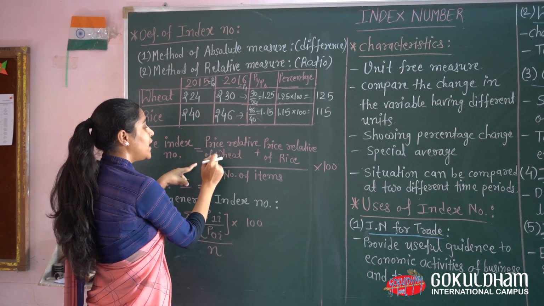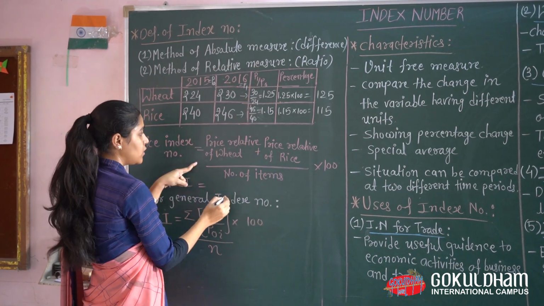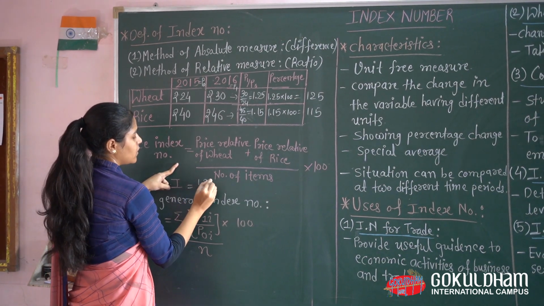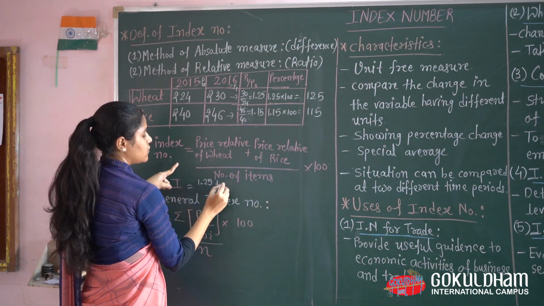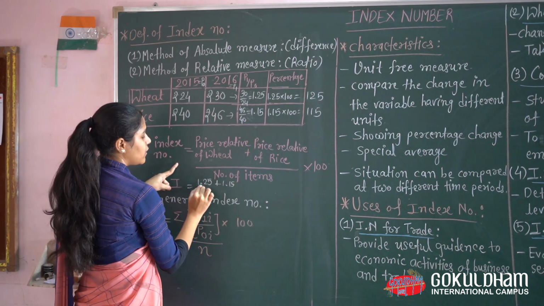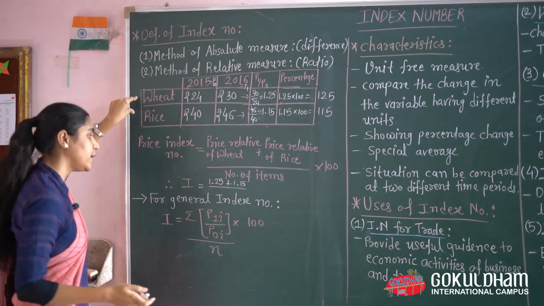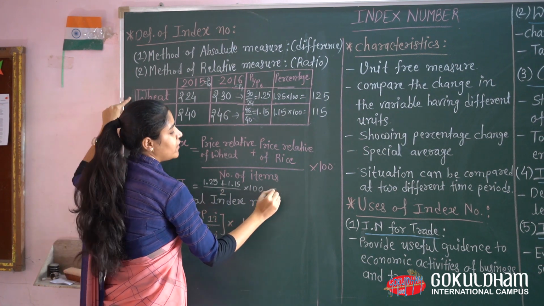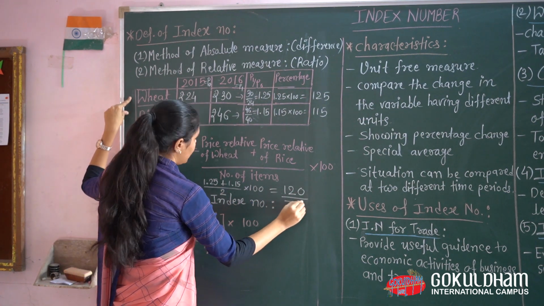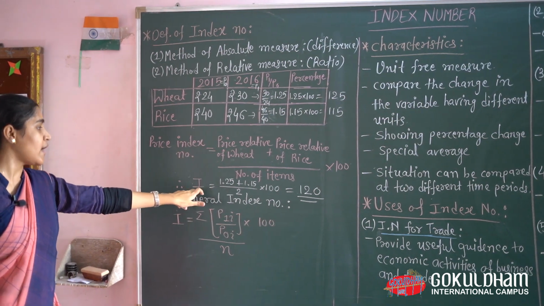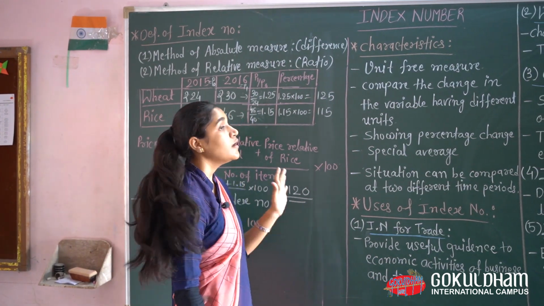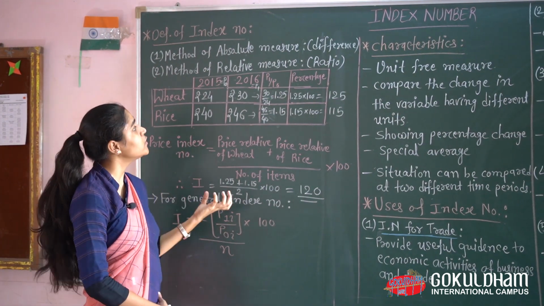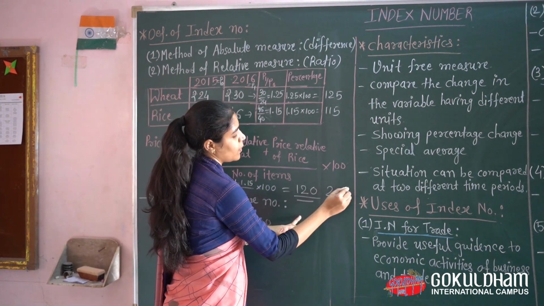So here price relative of wheat, that means P1 divided by P0, is 1.25, plus price relative of rice, that is 1.15, and number of items, that means here we are having two items, so divided by 2, multiplied by 100. So if we compute this, we will get our answer 120. That means the price index number we are getting is 120. That means we can see the change in the values of prices, the increase in the values of the prices is 20%.